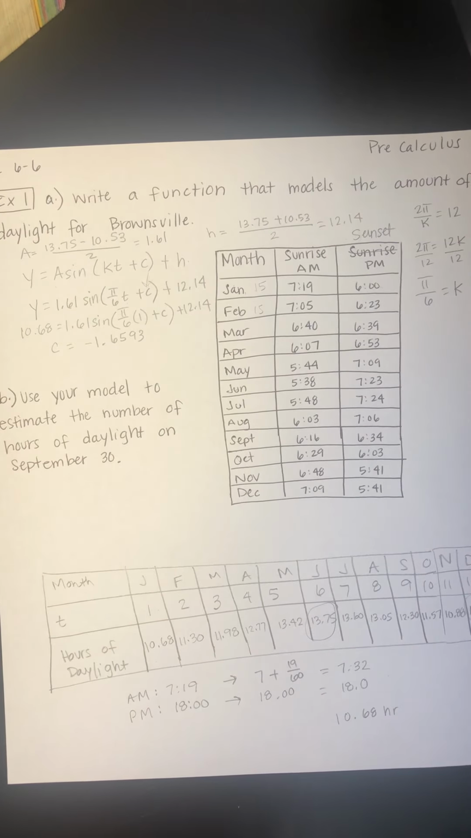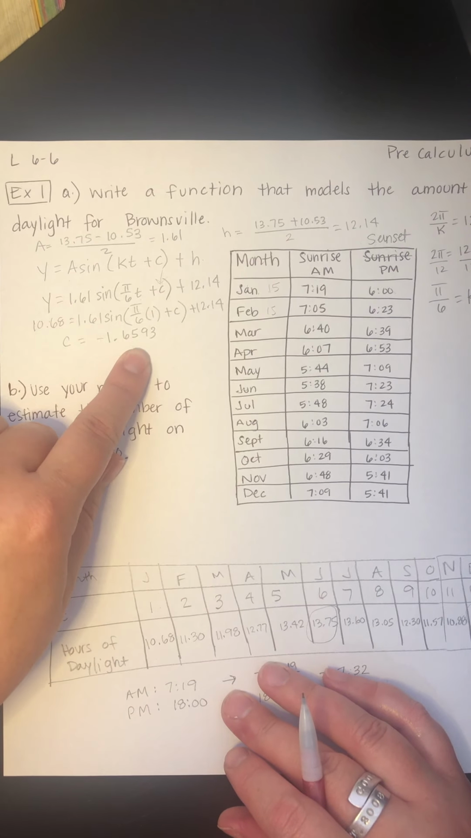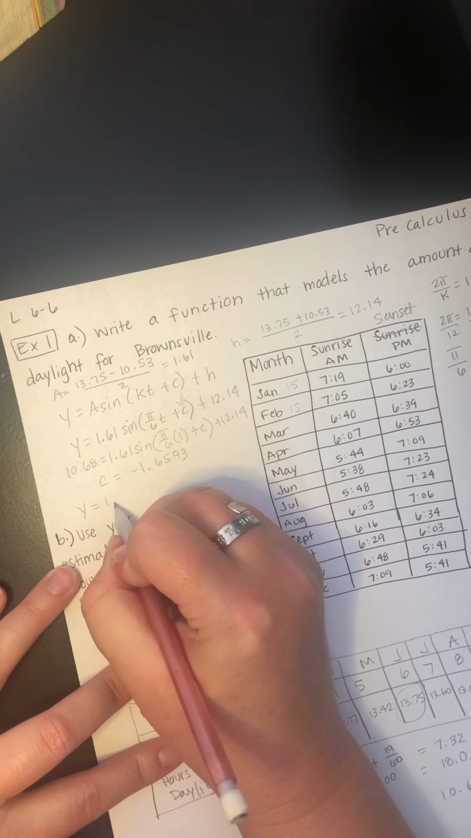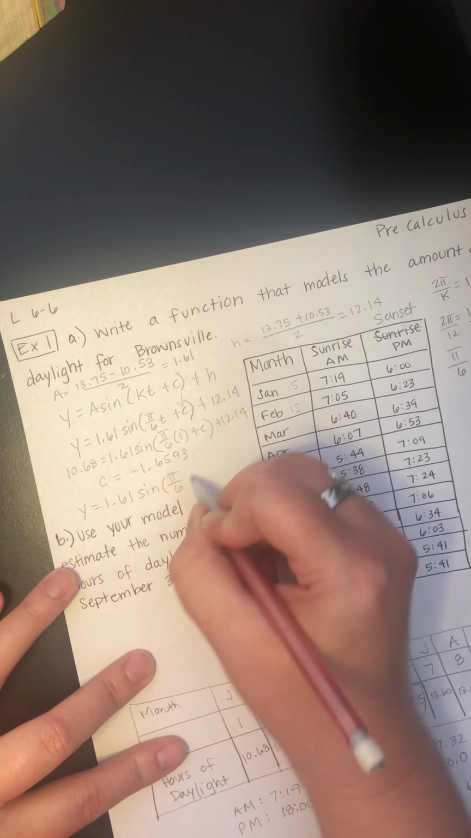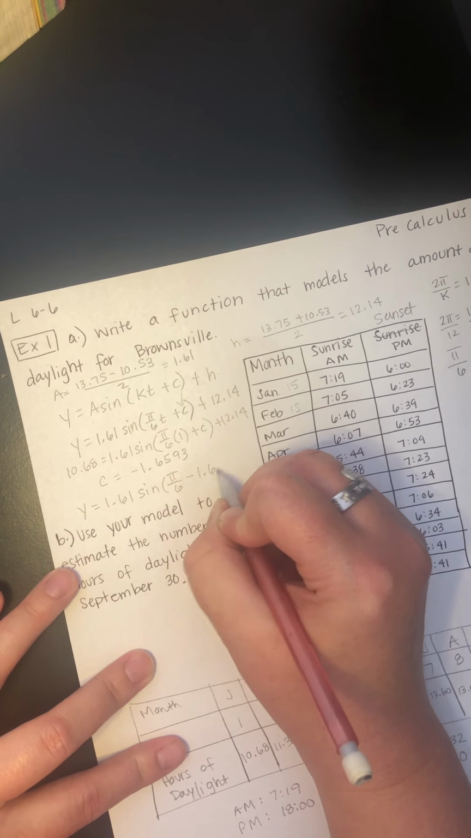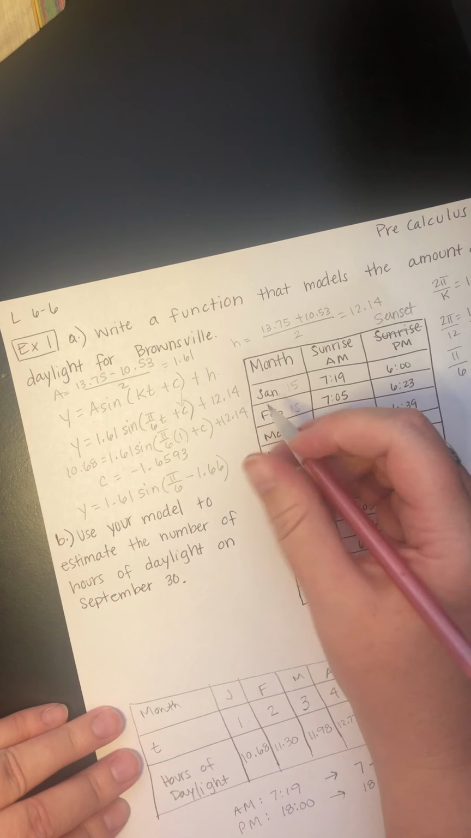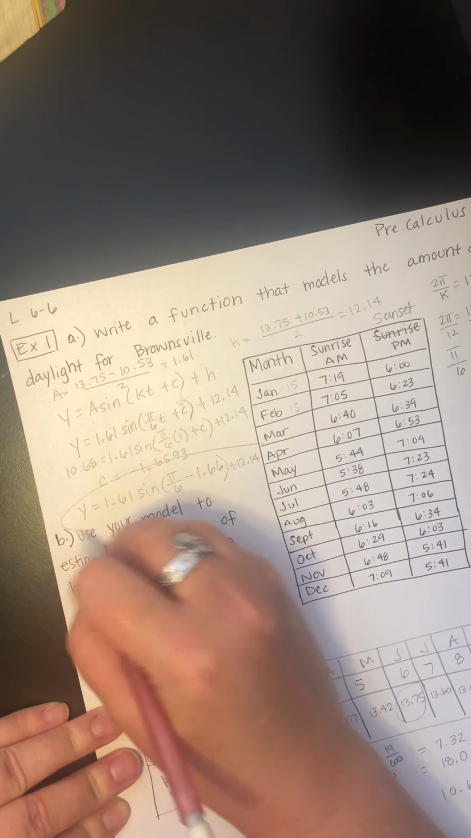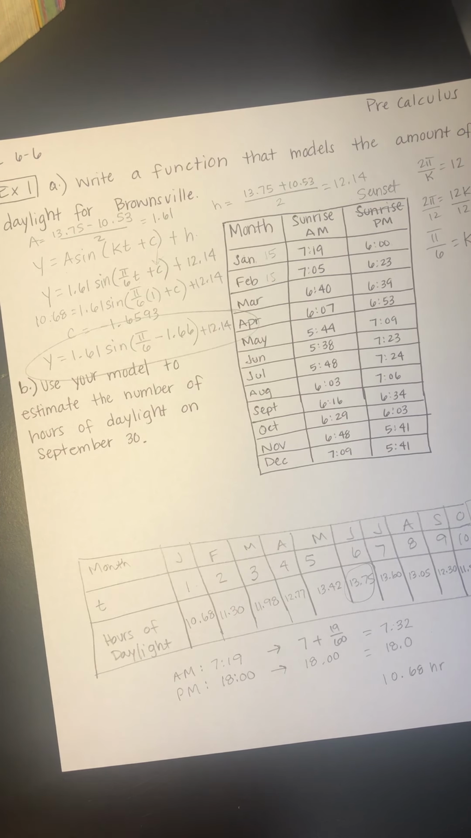That's what C is. So your function is, we'll plug back in here for C. Let's plug in negative 1.66, rounding the second decimal point up to 6, plus 12.14. This is our function that models all the data that we're given for Brownsville, Texas.